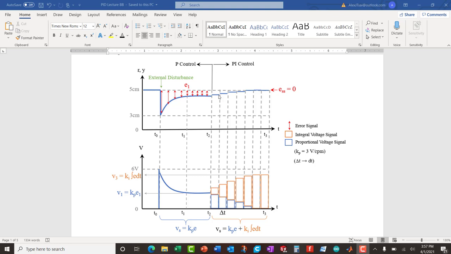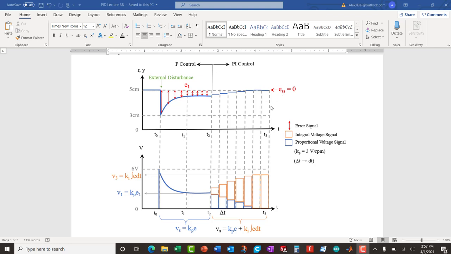Now, as the ball is getting closer to the set point, the error obviously goes down, which is what we want, which means the blue proportional controller goes down. And what remains in the end is entirely an integration signal. So V3 is at time T sub 3, and we see that the proportional controller, the blue signal, has vanished because there is no error at that point. The steady state error is 0.